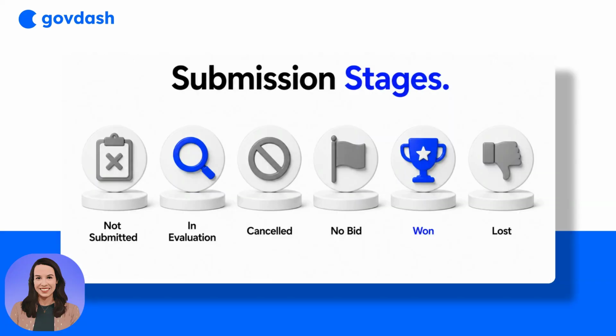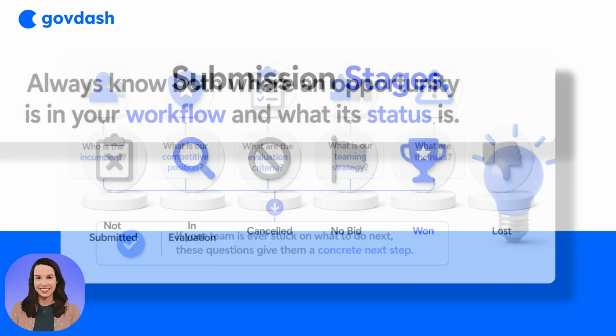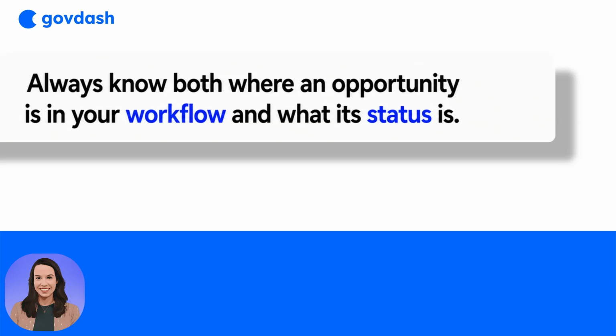Separate from capture phases, you've got submission stages that track outcomes. Not submitted, in evaluation, canceled, no bid, won, lost. These are preset and they track the life cycle of the opportunity independent of where it is in your capture process. So you always know both where an opportunity is in your workflow and what its current status is.